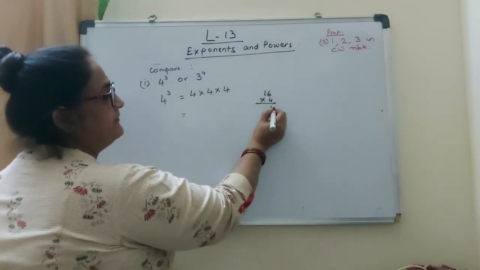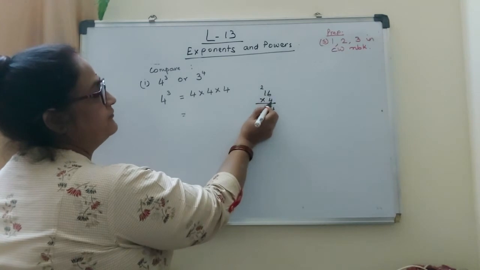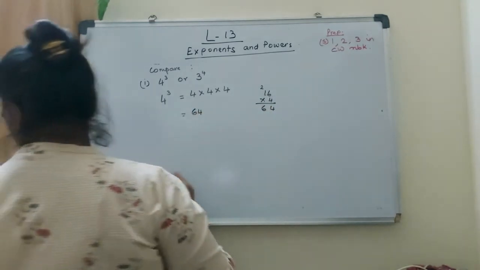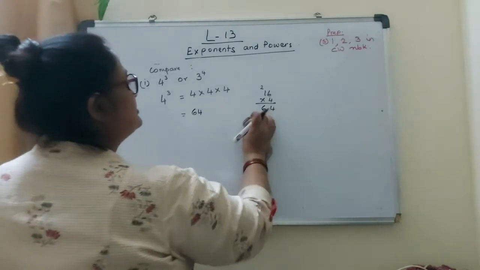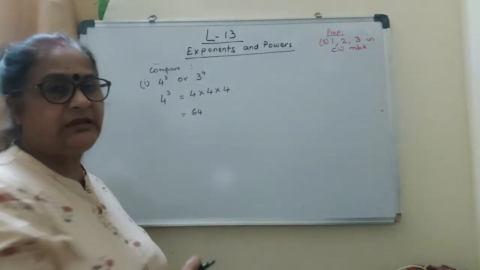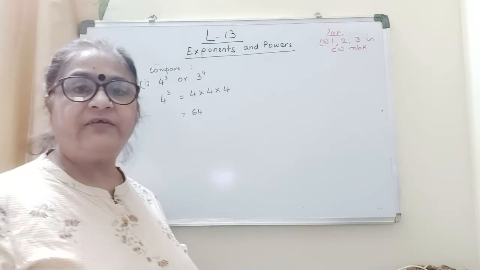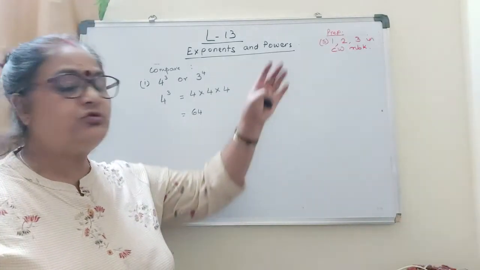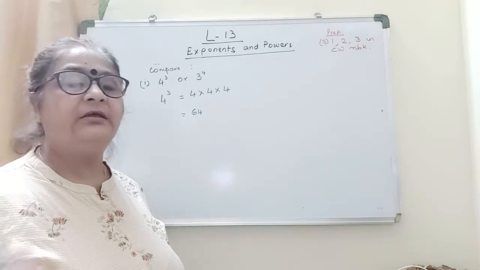6 fours are 24, carry 2. 1 fours are 4, 5, 6. So what are we getting? 64. Remember children, it's not necessary that you should know the tables of 16. Be perfect with tables till 9 only. Whatever little you need to do, you can even work it out and then do it.